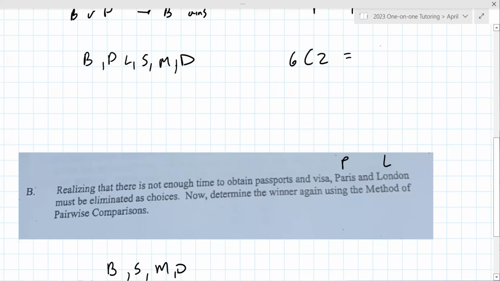So 6 choose 2, that's 6 factorial. Are you allowed to use a calculator? I believe so. Okay, let's do this on the calculator then. Do you have yours out? Yes. Okay, so it should be under math NCR. I'll get mine out as well.